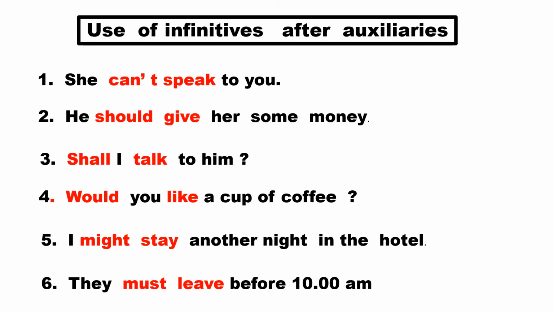Now we will see the use of infinitives after auxiliary verbs. Now we'll see the examples. She cannot speak to you. He should give her some money. Shall I talk to him? Would you like a cup of coffee? I might stay another night in the hotel. They must leave before 10 a.m. In all these examples we are not seeing the infinitive "to", but in the meaning we are using the infinitive "to". We are not writing "to" after the auxiliary verb, so here we can see the use of the infinitive after an auxiliary verb without writing "to".